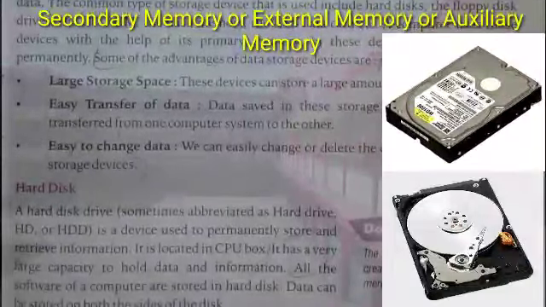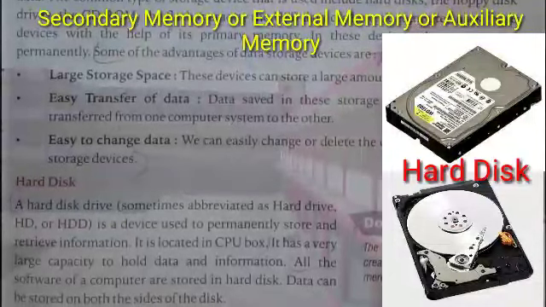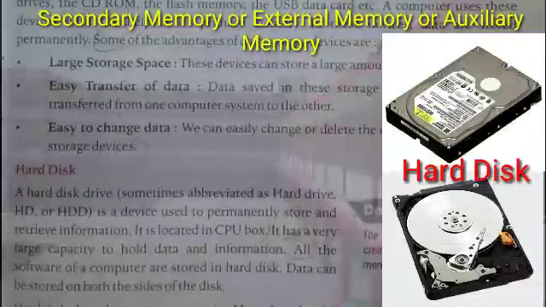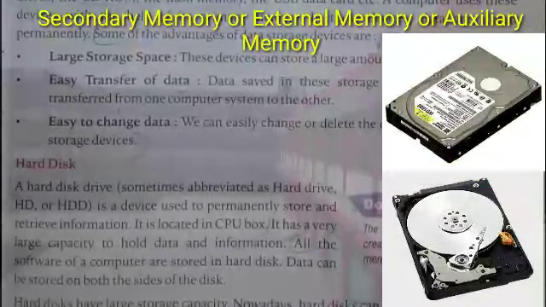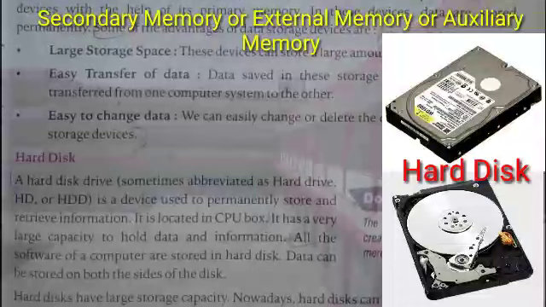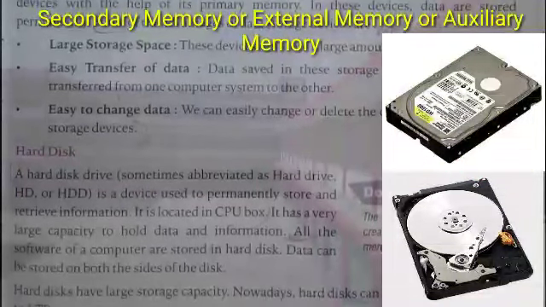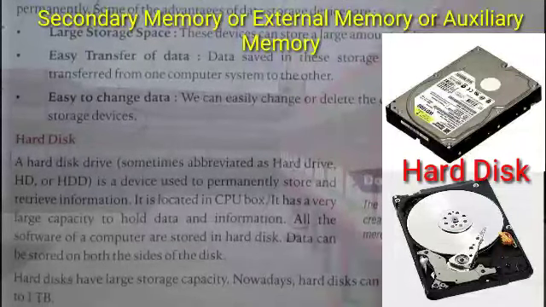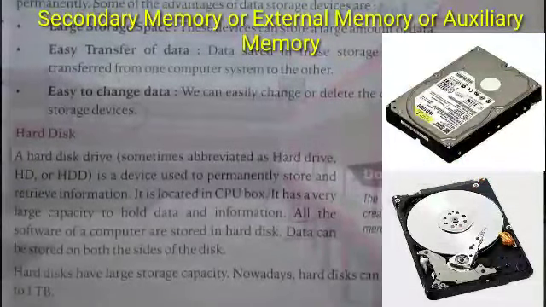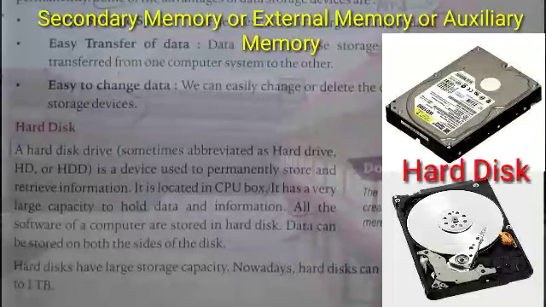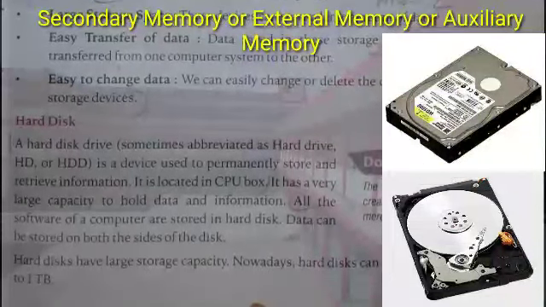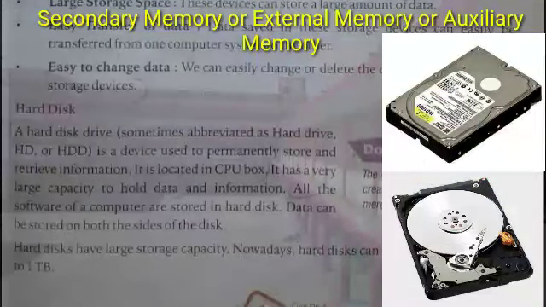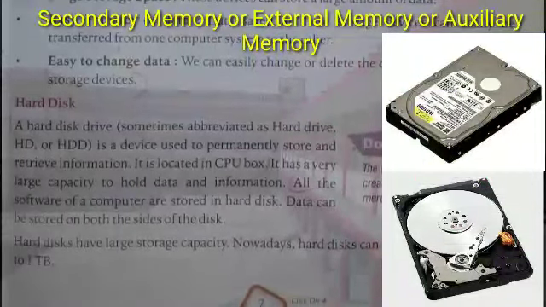Hard disk. A hard disk drive, sometimes referred to as hard drive, HD or HDD, is a device used to permanently store and retrieve information. It is located in the CPU box. It has a very large capacity to hold data and information. All the software of a computer is stored in a hard disk. Data can be stored on both sides of the disk.